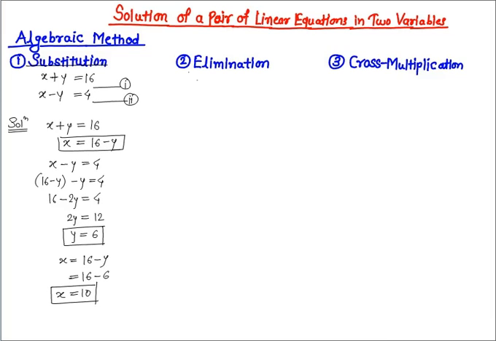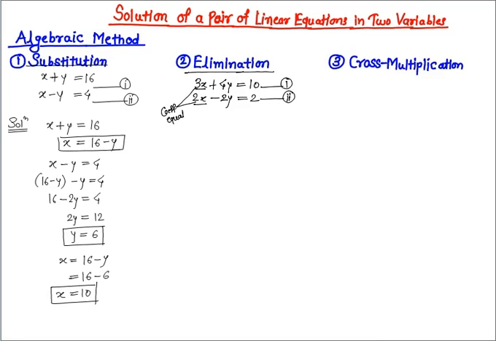Let's understand the elimination method now. Suppose we have a pair of linear equations given, 3x plus 4y equals 10 and 2x minus 2y equals 2. In the elimination method, we have to eliminate any one variable from the two equations given. Let's understand how to eliminate the variable. Suppose 3x plus 4y equals 10 is our first equation, and 2x minus 2y equals 2 is our second equation. Now, to eliminate the variable, the first thing we need to do is to make these coefficients equal. How to make them equal?